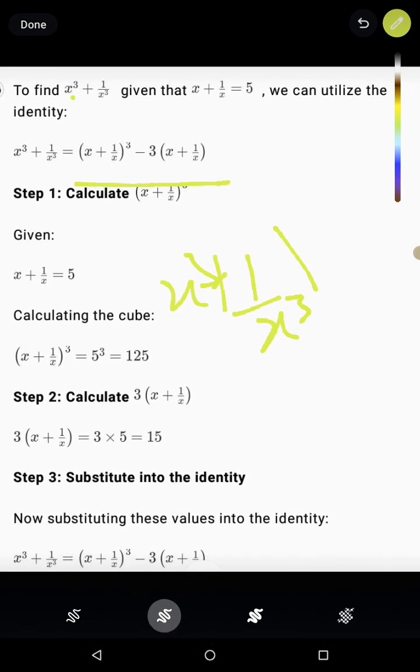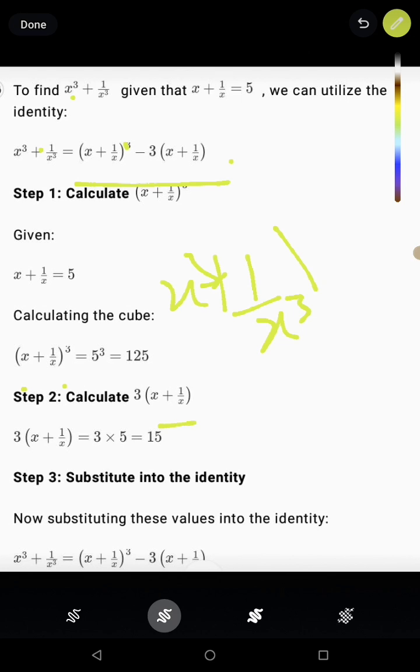Now coming back to this, now you understand how we get this one here. Now we want to continue. So what we need to do is just to substitute. This is what we want to find. So anywhere you see x plus 1 over x, substitute 5. Now this is all raised to power 3 here. So that will be x plus 1 over x, which is 5, raised to power 3, 125. And this is 3 times x plus 1 over x. Don't forget, our x plus 1 over x is 5. 3 times 5, 15.